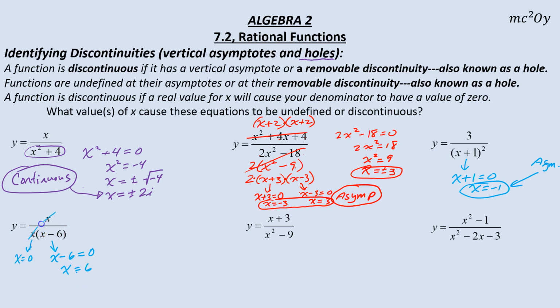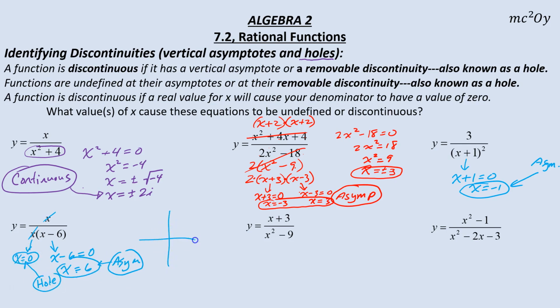Well, since I canceled out that one, this thing right here is a hole. It is a removable discontinuity. I have canceled it out. Because I canceled it, it's a hole. In fact, if you were to graph this, and you look at when x equals 0 on your graph, you would see a little skip in your graph. Okay? And this one right here, this is an asymptote.